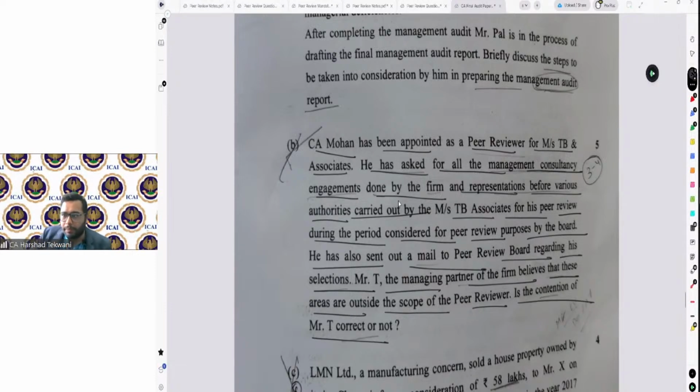So what do you think? Very important. He asked for all the management consultancy engagements done by the firm, plus he asked for the representations before various authorities carried out by Messrs. TB and Associates, for his peer review. Now, Mr. T is saying that these areas are outside the scope of peer review. What do you say?